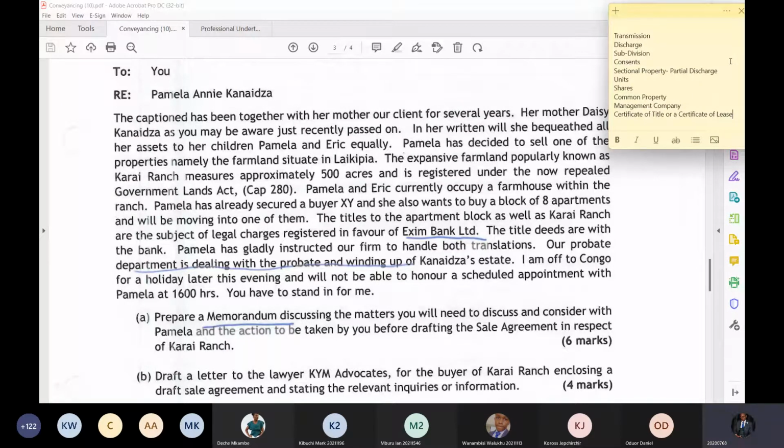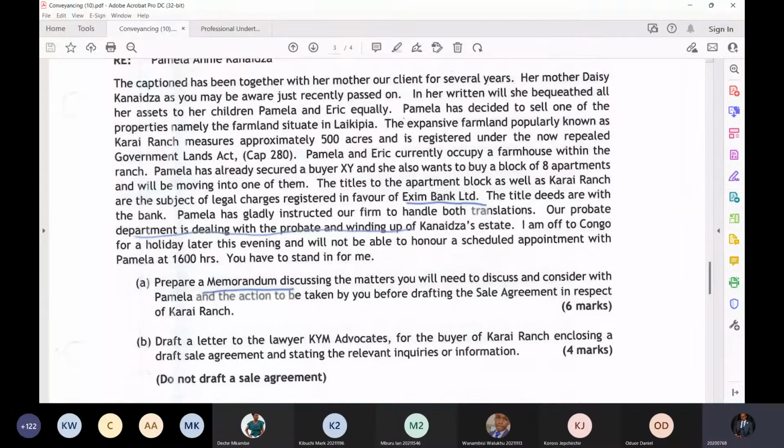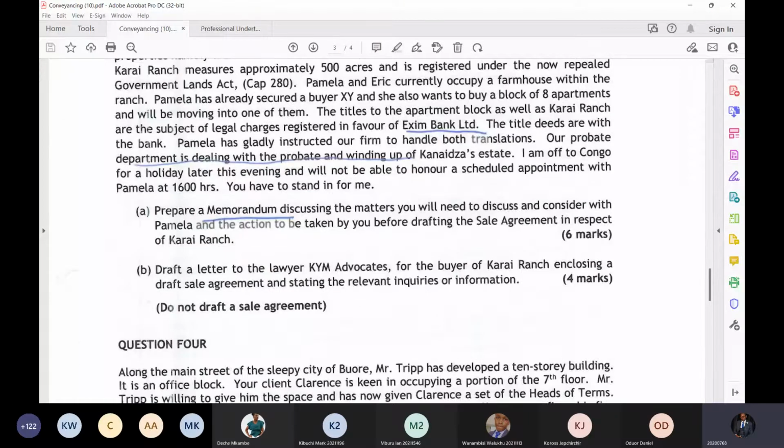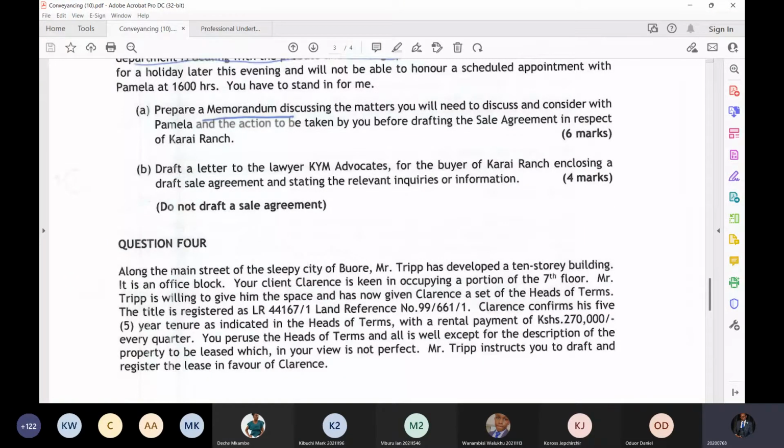Then the second bit is drafting a letter to lawyer KYM advocate for the buyer of Karai Ranch, enclosing a draft sale agreement and stating the relevant inquiries or information. So this is just simple. I won't even do this question because it's pretty straightforward and simple. So what they want you to do here is legal writing, drafting the letter.